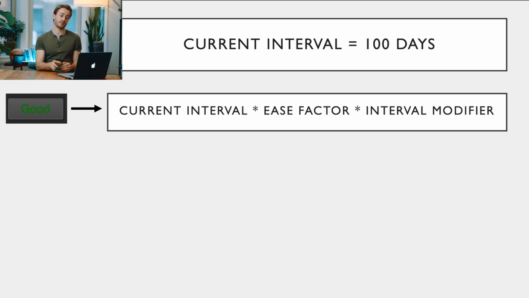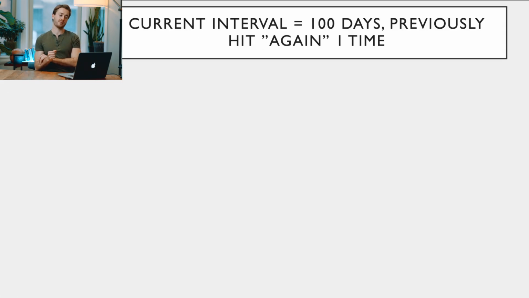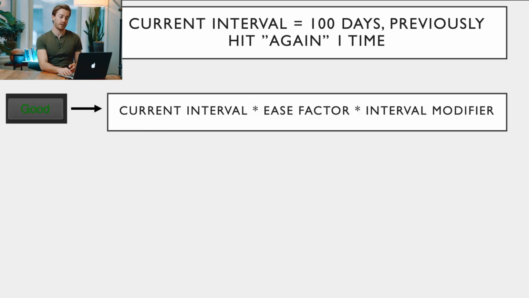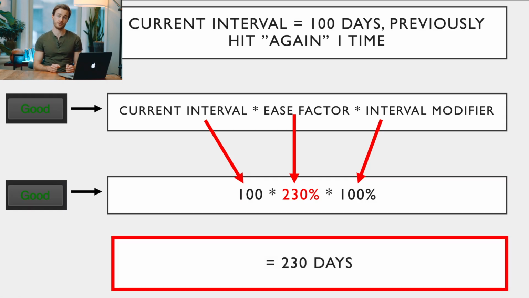As one more example to just bring this ease factor home, right? Regularly, our card will have an ease factor of 250%, so our next interval is 250 days. But say we have that same card at 100 days, but a long time in the past, we hit again once. Well, that means the ease factor on this card is 230%. So we have our same card at 100 days, but we hit again once in the past. So our ease factor is 230%, and the interval modifier is still at our setting of 100%, which means we'll see that card at 230 days in the future.